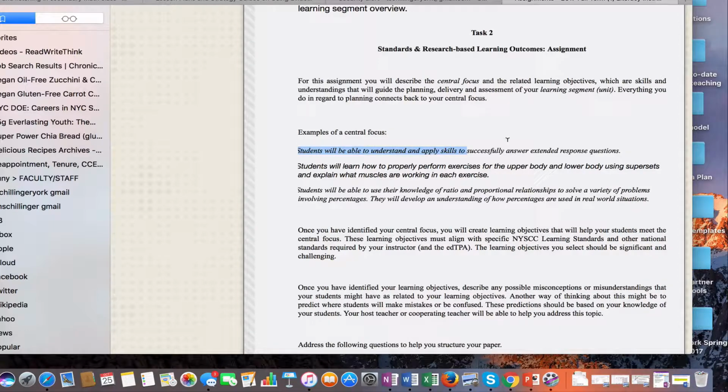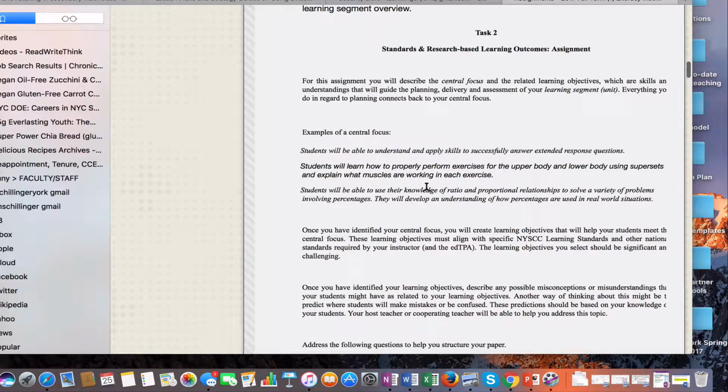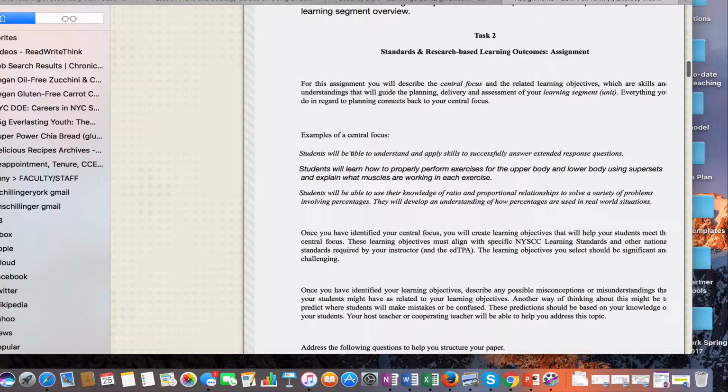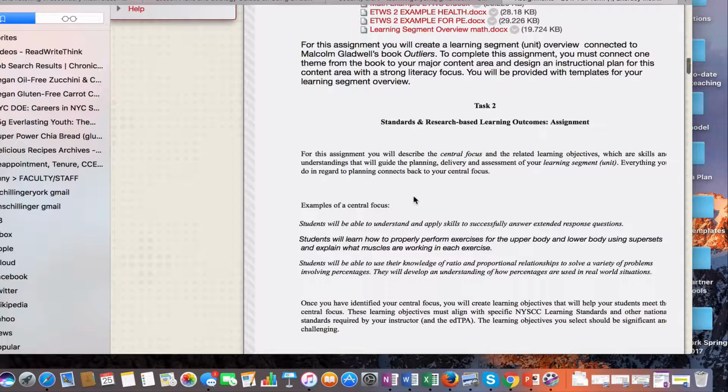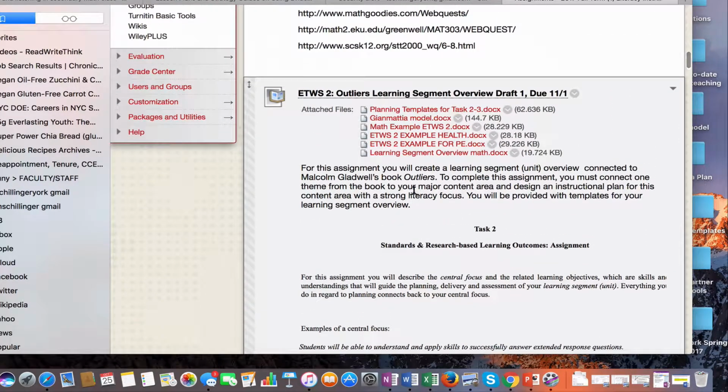A central focus is really just one statement, so students will be able to understand and apply skills to successfully answer extended response questions. And notice too that in your central focus, in these anyhow, there isn't any mention of outliers. So these are just kind of general central foci, but we'll look at some specific ones that have to do with outliers, okay?